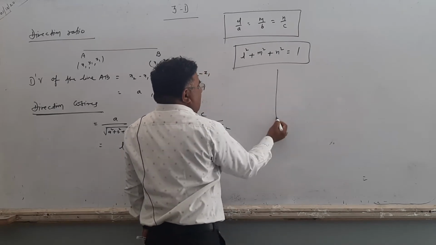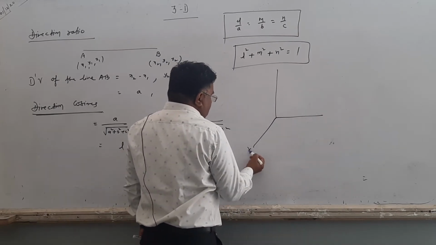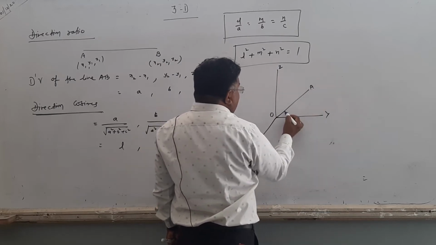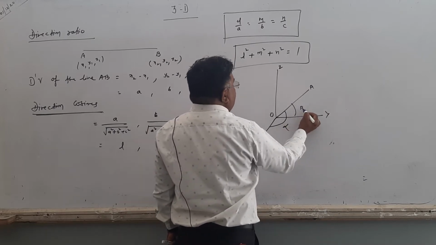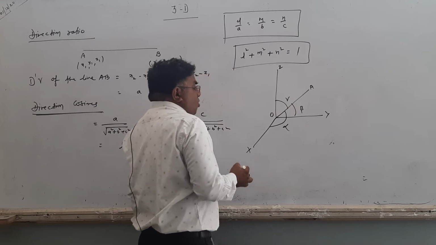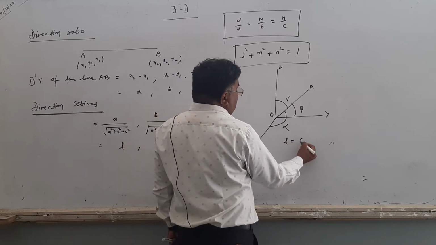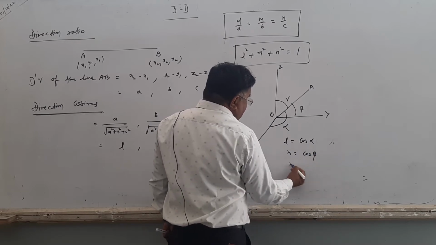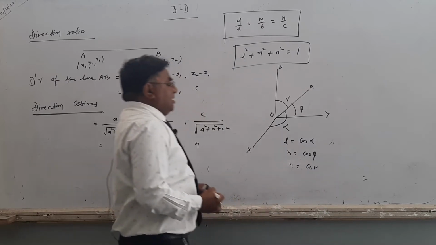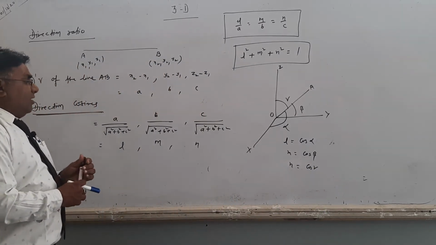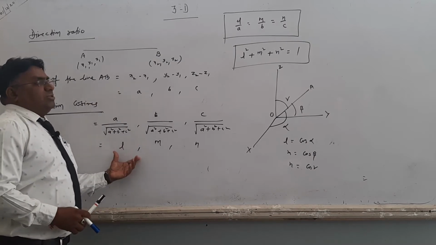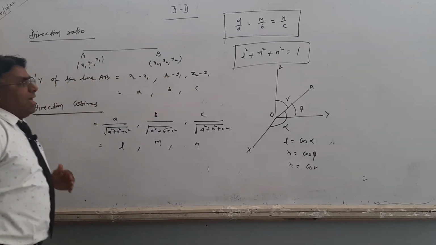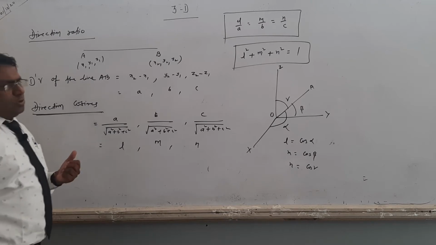And now look here, students. When a line makes angles with the x-axis, y-axis and z-axis, say this line OA makes angle alpha with the x-axis, beta with the y-axis and gamma with the z-axis, then in that condition the identity of direction cosines is l equals cos alpha, m equals cos beta and n equals cos gamma. So students, there are two formulas of direction cosine. One is when direction ratios are given. But when angles alpha, beta, gamma are given, then direction cosines l equals cos alpha, m equals cos beta, n equals cos gamma.